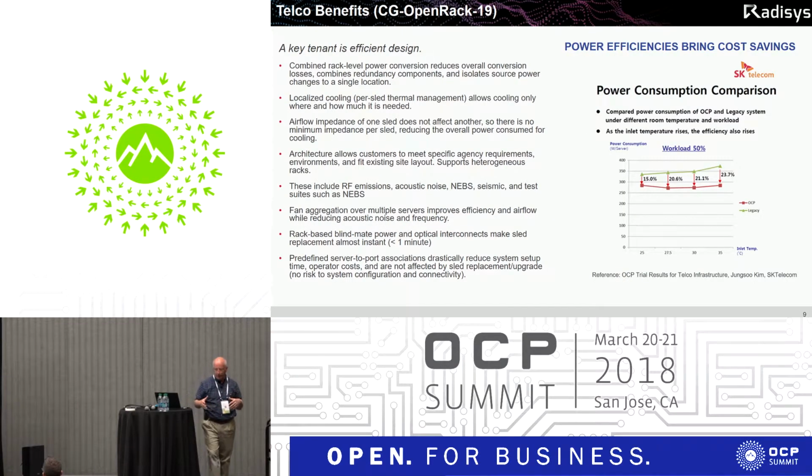I want to mention some of the benefits. Now, some benefits that I'm listing there are shared by OpenRack, but some of them are not. Some of them are specific to CG OpenRack 19. The chart on the right side was actually done by SK Telecom, and it was shown at an OCP meeting. I just wanted to bring it up because it demonstrates some benefit, for example, of centralizing the power conversion instead of having it on a per sled basis or a per server basis.